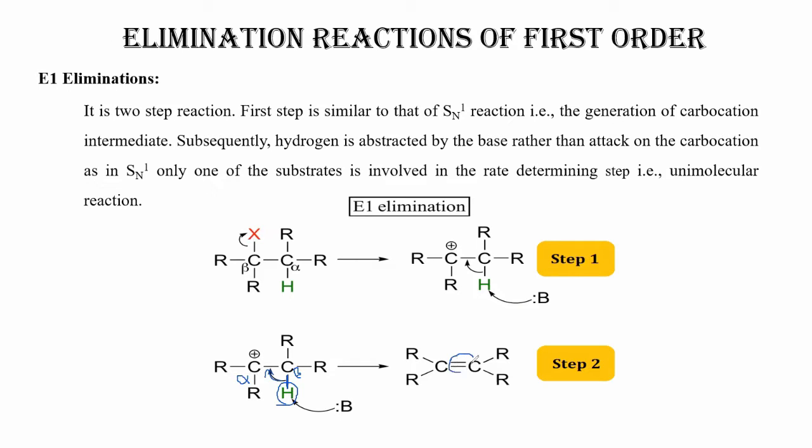Between the carbon and carbon we get a double bond, and two species have left. One is H, another is X. So both hydrogen and halogen are removed. That's why this reaction is also known as dehydrohalogenation, and it is also called beta elimination, because the hydrogen is removed from the position beta with respect to the carbon that bears the cation. So this is all about elimination reactions of first order, but we are not done.